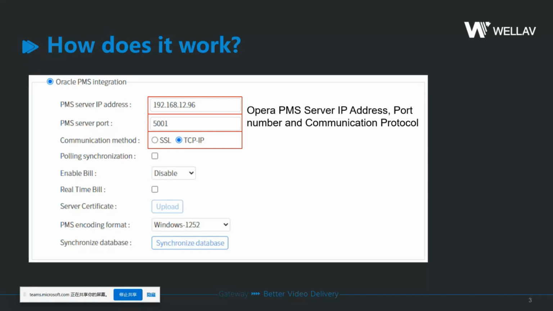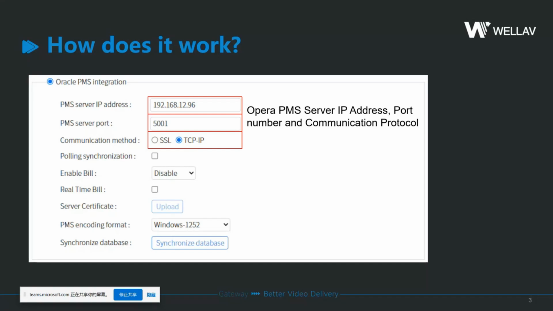You can see that. So typically we can simply input the IP address of that Opera PMS server, which the hotel should provide, and also the communication port. Typically, the communication port is 5001, but in some hotels they are using another dedicated port, since sometimes this port may be occupied for other application use, so they may use another unique port for the communication. So we need to obtain that IP address and port number.